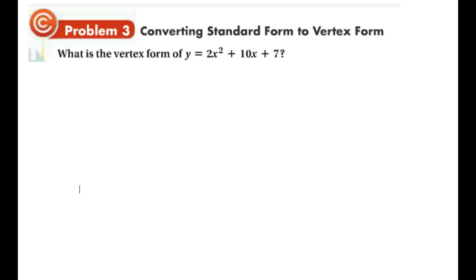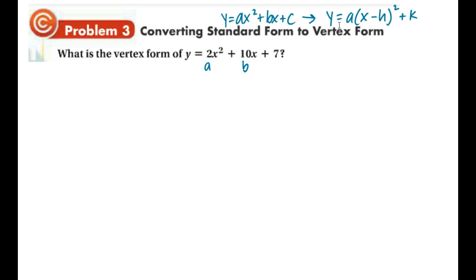So now we've touched upon vertex form and standard form of quadratics. In this example, we're going to learn how to go from standard form to vertex form, and they are related to each other. So the first thing we want to do is identify what our a and b values are. And just to remind you, the form that we're about to transform into is the equation y equals a times the quantity of x minus h squared plus k.